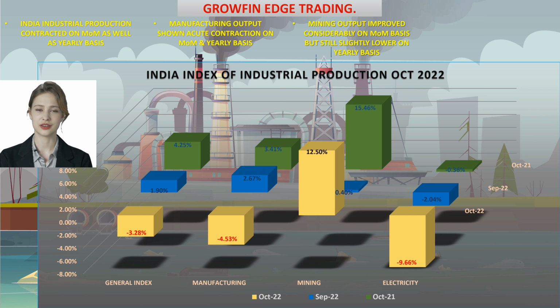Electricity output decreased by -9.66% in October 2022 versus -2.04% in September 2022 and versus -0.36% in October 2021, indicating electricity output slumped sharply on month and yearly basis.